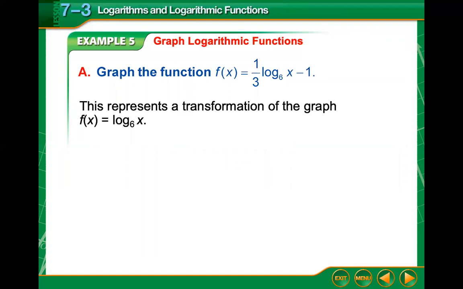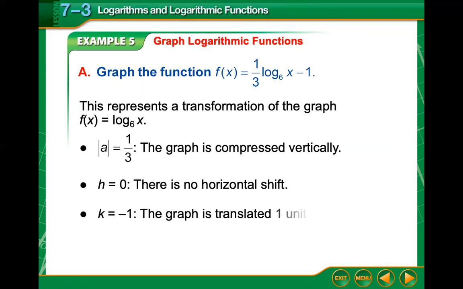So we can take a look here and we can take a couple things that we should know about the graph itself. I know my A value is 1/3, so it is a vertical compression by 1/3, and that my K value is -1. For your H values, when you have an H value other than 0, you're going to see parentheses. If there's no parentheses, then that value, this number here, is going to be a K value. And as they show you here, that K is -1.